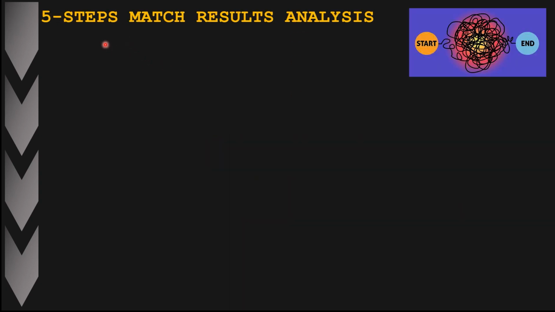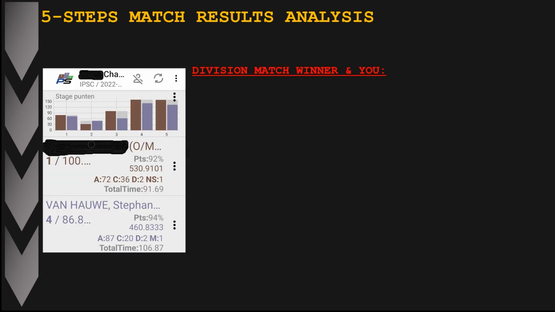Let's dig into the 5-step process I use to analyze my match results. As stated earlier, I recommend certainly initially you focus only on yourself, the division match winner and the division stage winners, to analyze their results and to see what you can learn of it to optimize and improve your overall performance. The first step I undertake is again, I primarily use the Practice Score competitor app because it is very useful, it's very easy to use, and it provides you all essential information to analyze your match results.